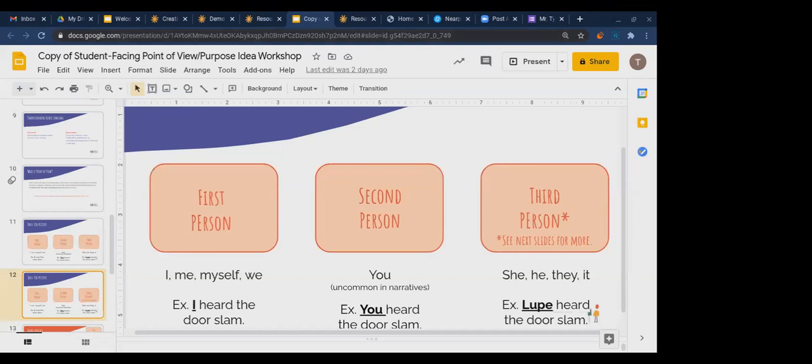Anybody that's heard of or has a guess on what I'm thinking of or what we're talking about when we talk about different types of third person narration? Anybody that's heard of that before? And if not, that's okay, because that's what we're going to talk about next.